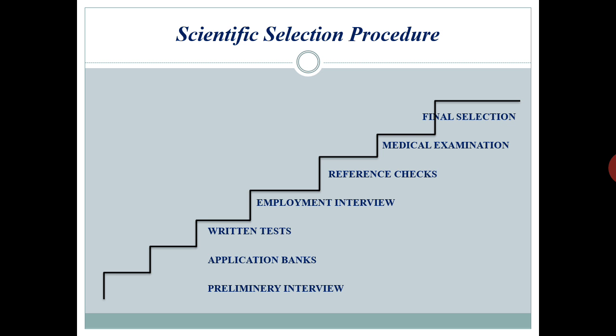In an employment interview, what is done? The panel speaks with the potential or prospective candidate, and after that, if that person has the good communication skills required by the job specification, then they make you eligible for the next step. Okay, what is the next step?